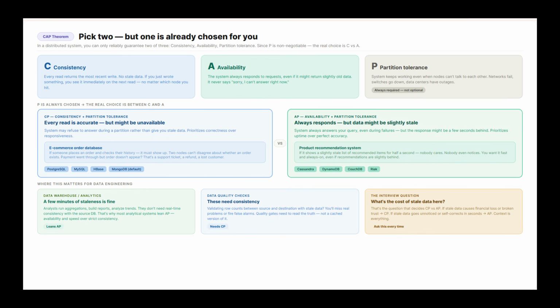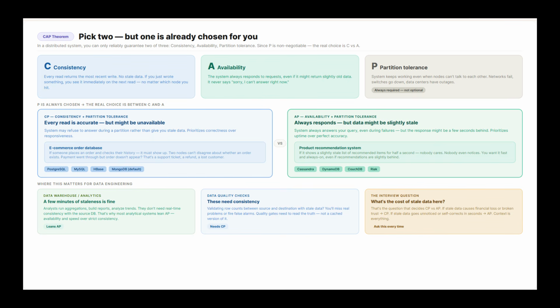And here's where this gets really practical for data engineering specifically. Think about your data warehouse. When an analyst runs a query, do they need real-time consistency with the source database? Almost never. They're analyzing trends, running aggregations, building reports. A few minutes of staleness is completely fine. That's why most analytical systems lean AP. They prioritize availability and speed over strict consistency.